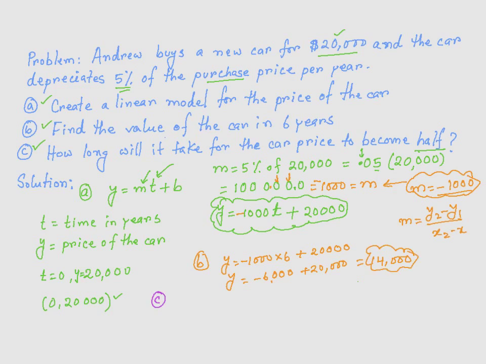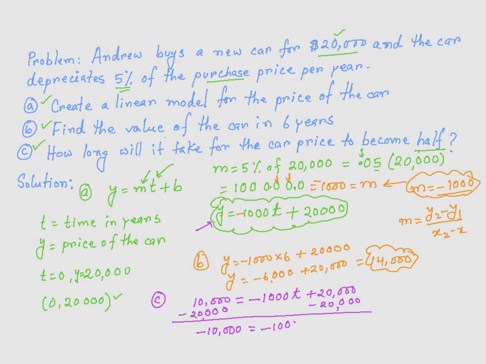Now part C is interesting. It's asking how long will it take for the price of the car to become 1/2. So that means your y in this equation is going to be 1/2 of the purchase price, which is 10,000. That's what we want the price of the car to be, and we would like to know how long it would take. So 10,000 is equal to negative 1000 times t plus 20,000. Now if I subtract 20,000 from both sides, I get on the left hand side negative 10,000 is equal to, on the right hand side, negative 1000 t.